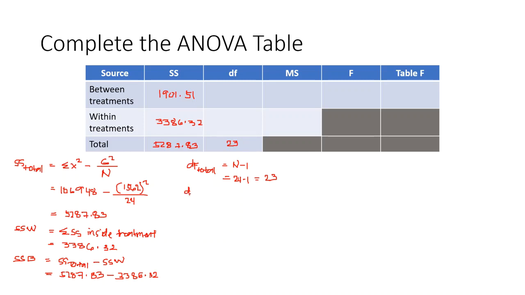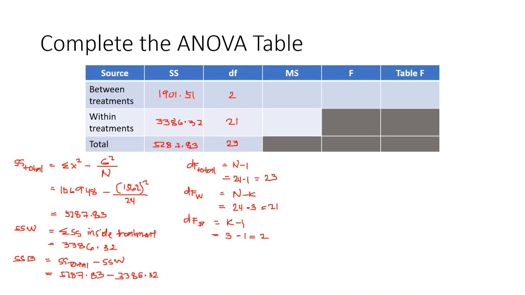Now for the DF of within, or W, that is N minus K. If you can recall earlier, our K is 3 because we have 3 groups. So we have 24 minus 3, that is 21. So this answer here is 21. Now for the degrees of freedom for between, we have K minus 1. Our K is 3 minus 1, so that is 2. So basically, our degrees of freedom for the between is 2.